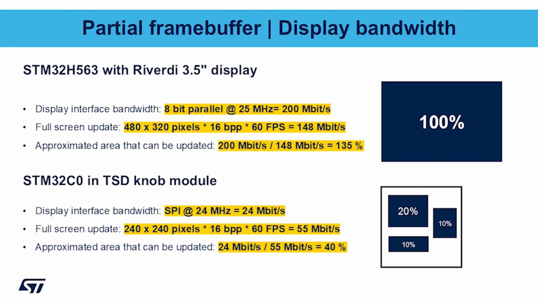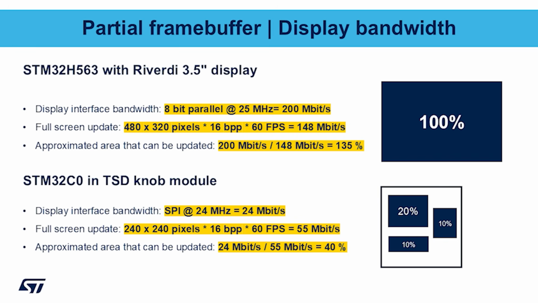In this particular case, a traditional frame buffer strategy would not be able to meet the required 60 FPS. However, a partial frame buffer updating 40% of the display per frame or less helps you reach 60 FPS without tearing.